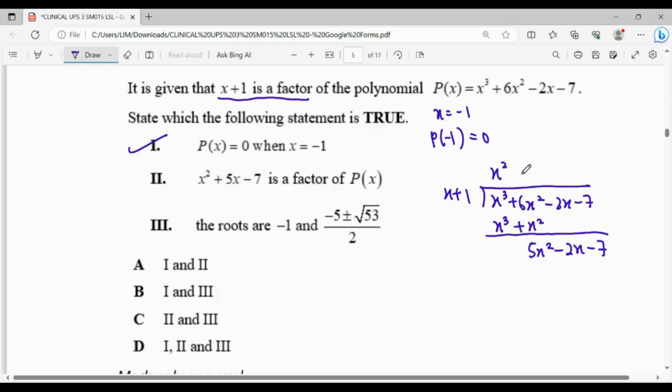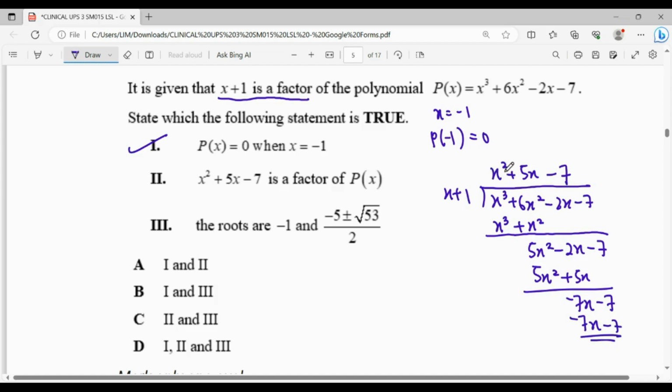And to get 5x squared, the coefficient needs to be multiplied with 5 and x, so that 5x times x gives us 5x squared. Then balancing the minus, negative will become negative 7x. Then lastly, we need a coefficient of negative 7, so that times x gives negative 7x minus 7. So this is one of the factors.